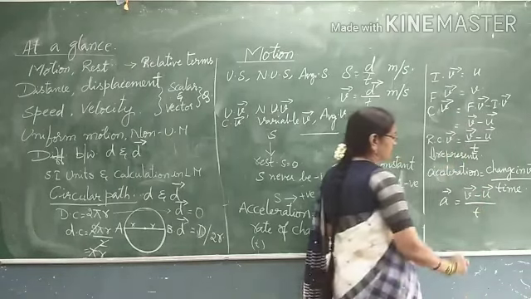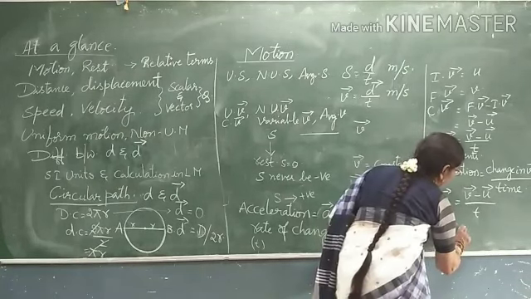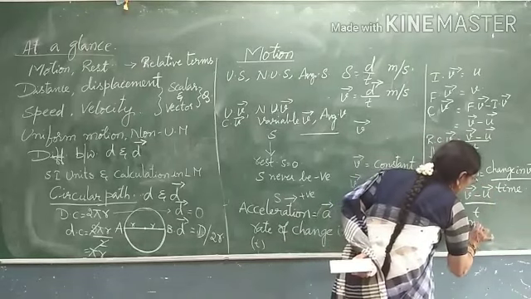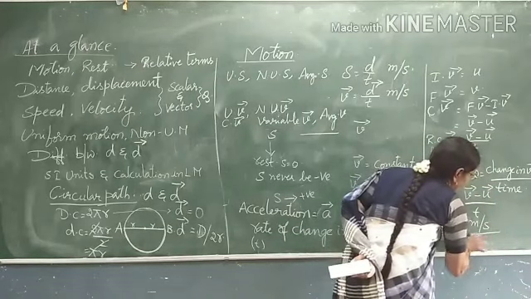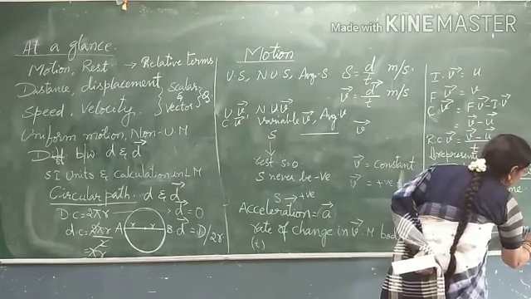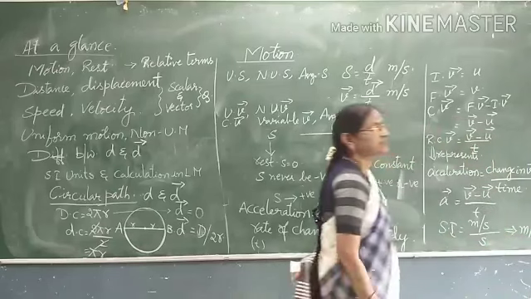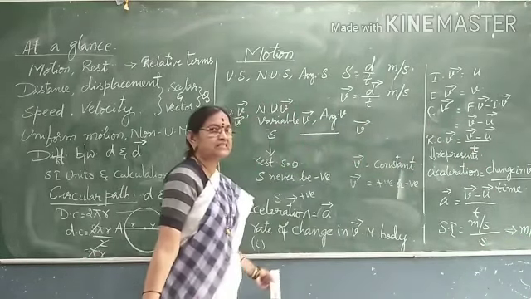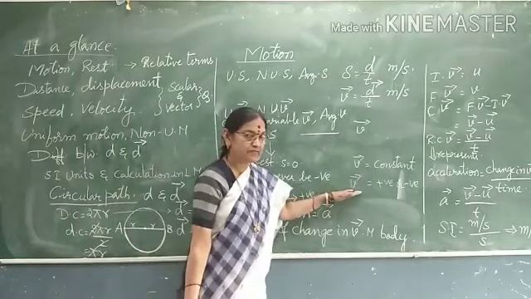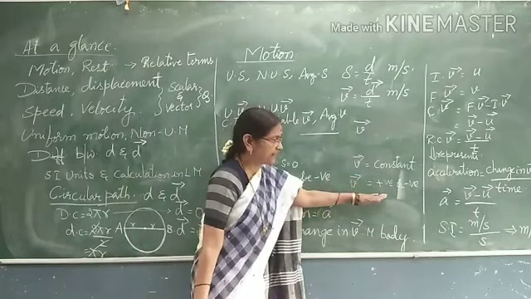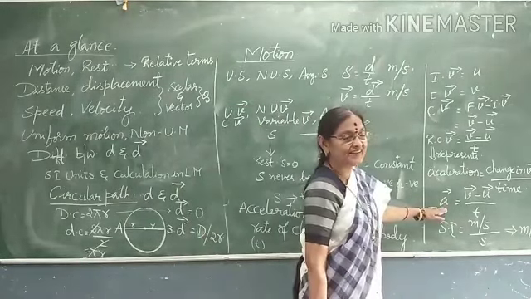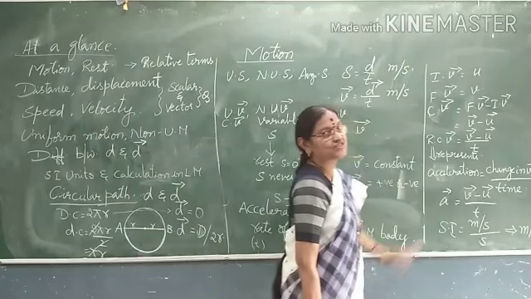Now coming to the SI unit. The SI unit of acceleration is velocity, meter per second, divided by second, which implies meters per second square. Have you understood? We say a body is accelerating when the velocity of a moving body is increasing. Have you understood, children, till acceleration?